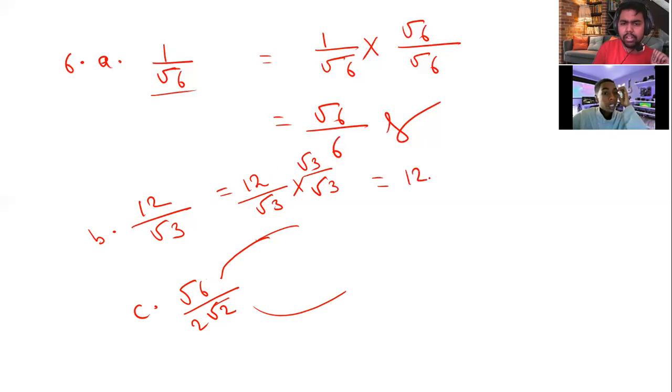And then here you got 12 root 3, cancel these two. And this 3 you got like that, right? And again, you can also cancel these two. These are in multiplication. 12 and root 3 are in multiplication. Now this 3 and 12 can also be cancelled. 3 4s are 12. So the final answer would be 4 root 3.